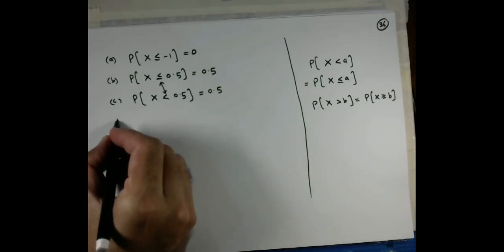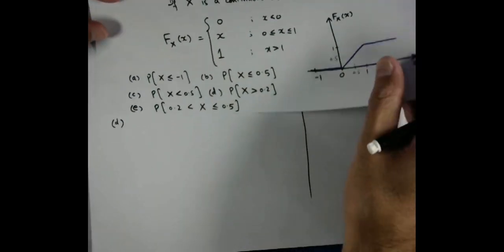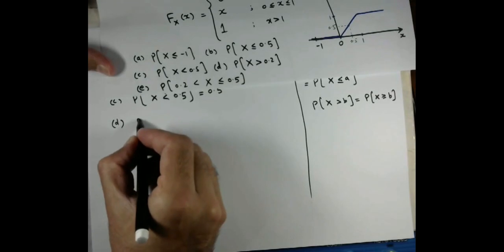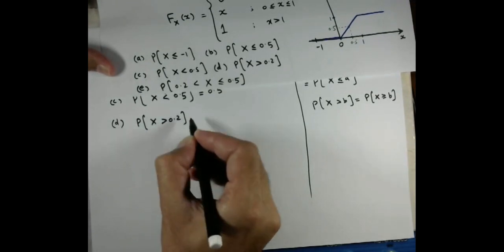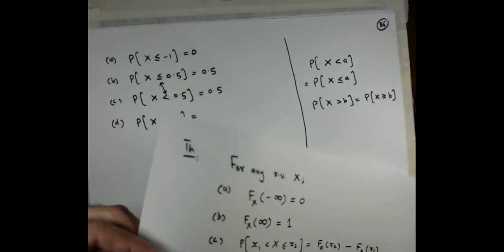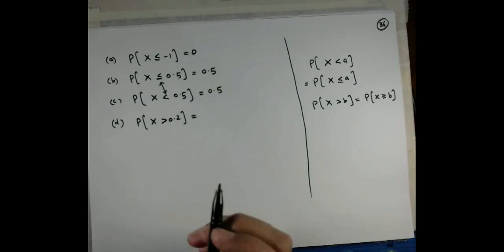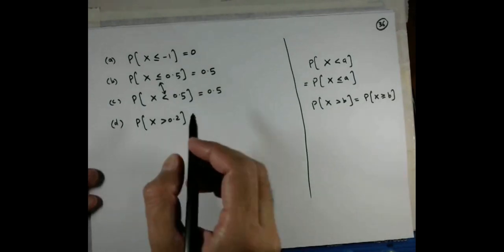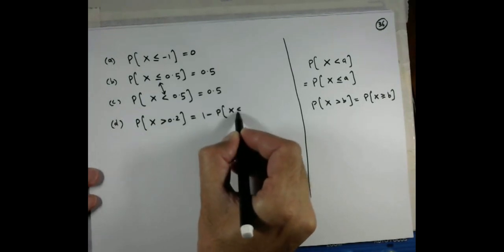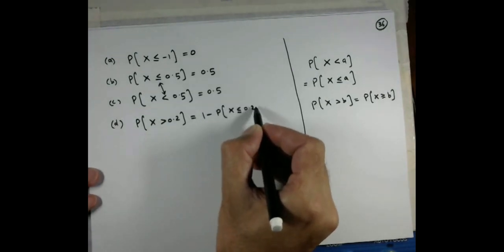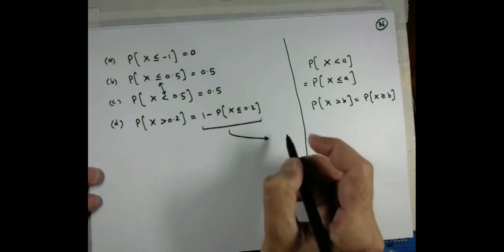Now, D part, and that is, we need to find the probability that x is greater than 0.2. What is this probability? We can always write this as 1 minus the probability that x is less than or equal to 0.2. If you remember, if you recall, this is some theorem.